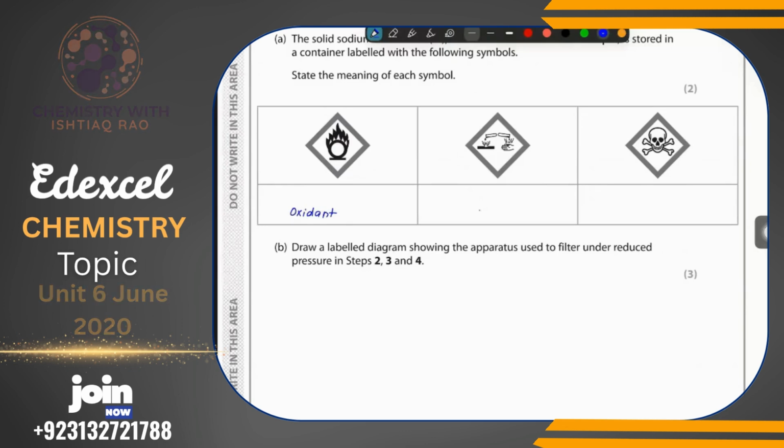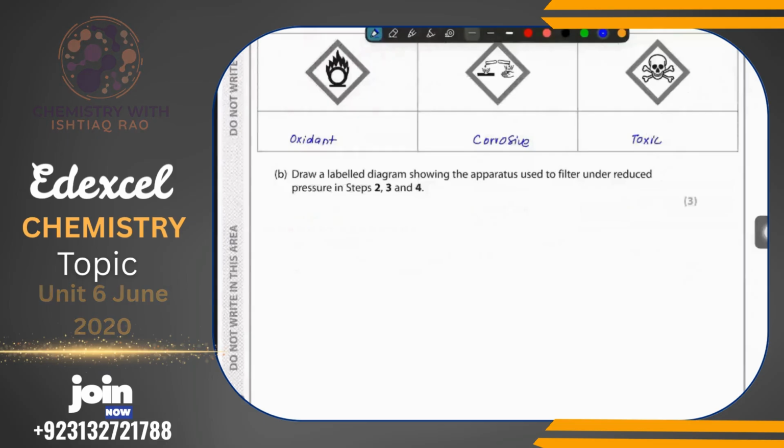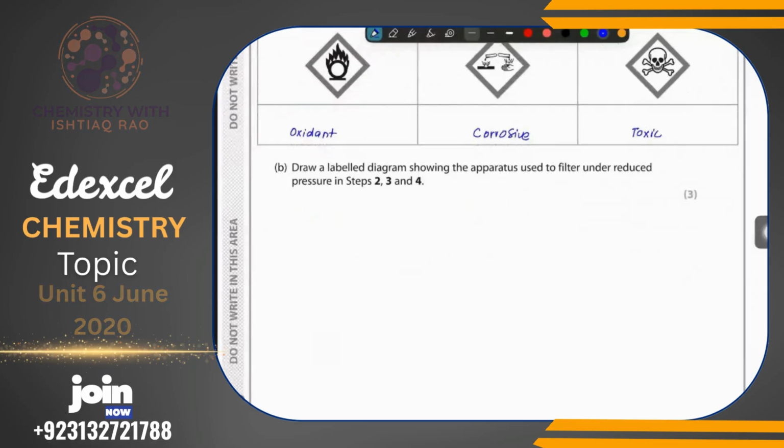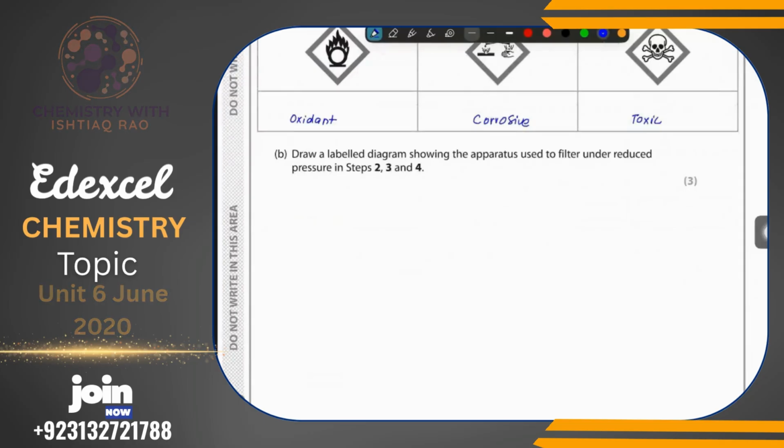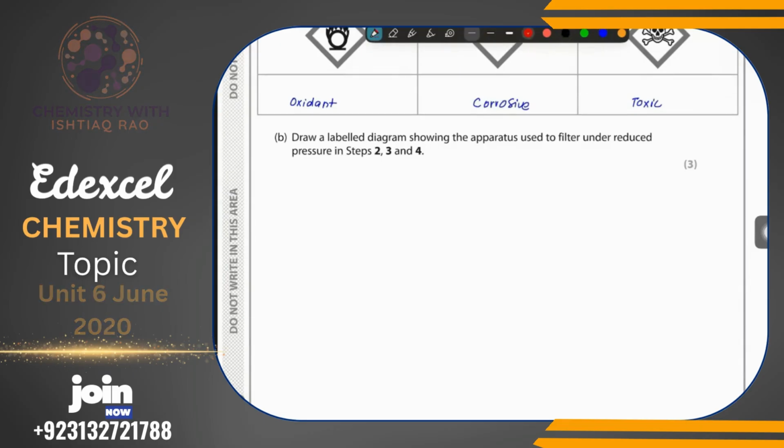Show the apparatus used to filter under reduced pressure. Again the same thing. We have to write down the suction pump, isn't it? If you remember in the last paper. I'll draw this. Like that.